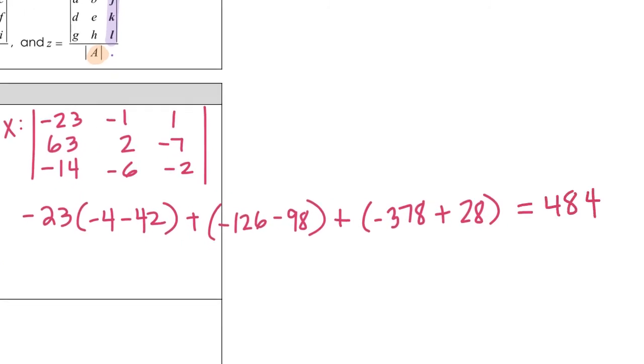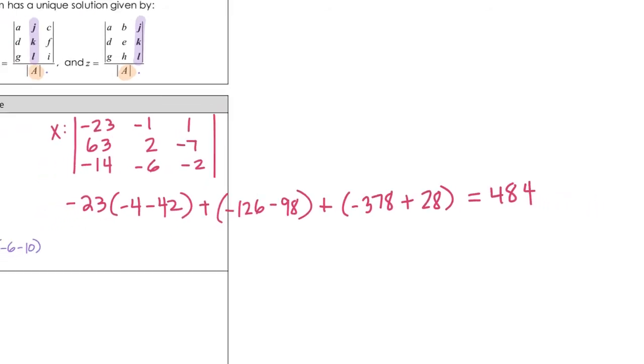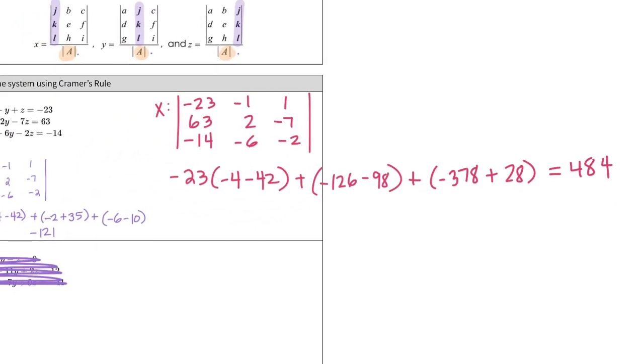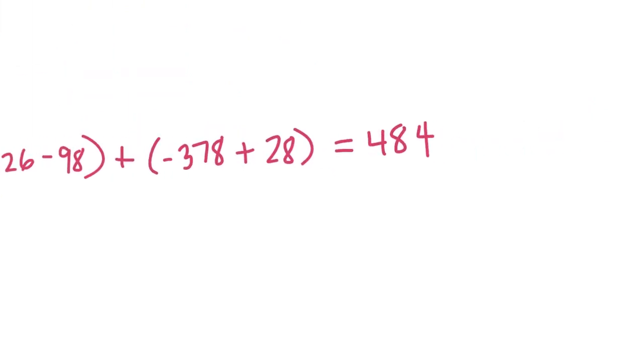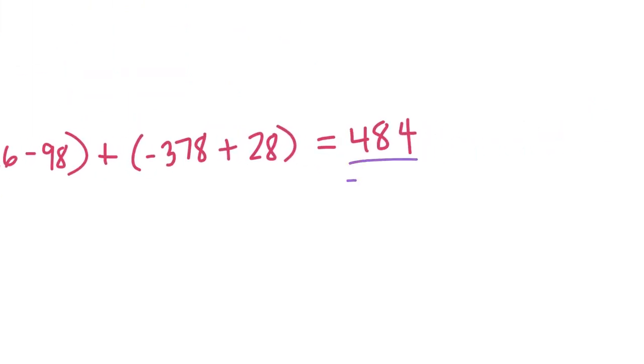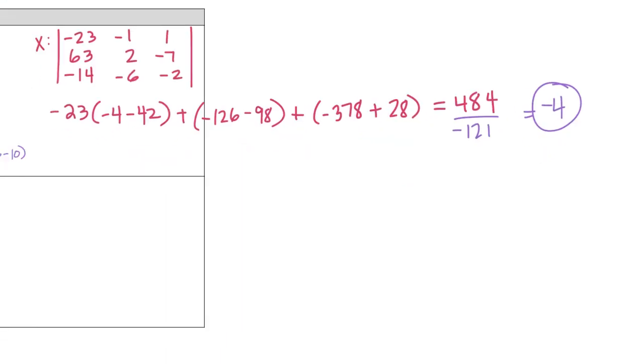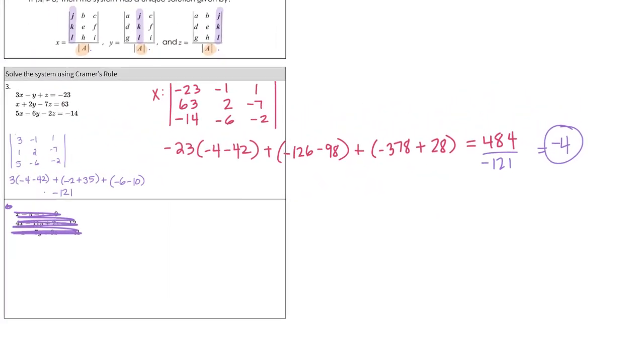Okay, but we're not exactly done yet. What we've got to do now is divide by negative 121. And when you do that, you should get negative 4. There we go. Okay, so I know it seems like a lot of work, but we are still not done yet, because all we've done is find the value of x. We need to go and find the value of y and z.